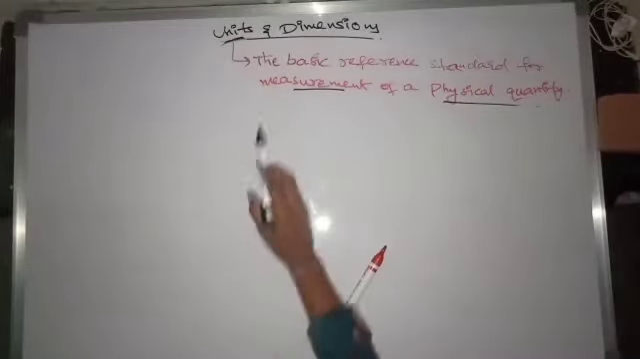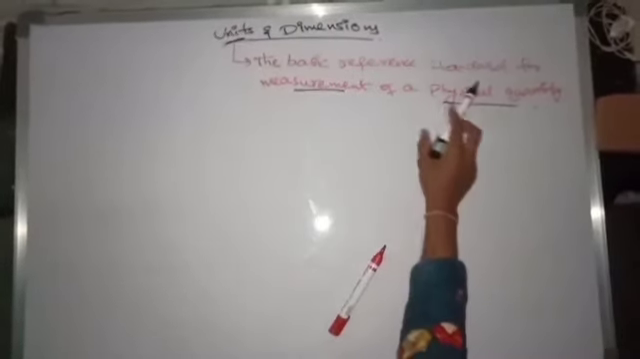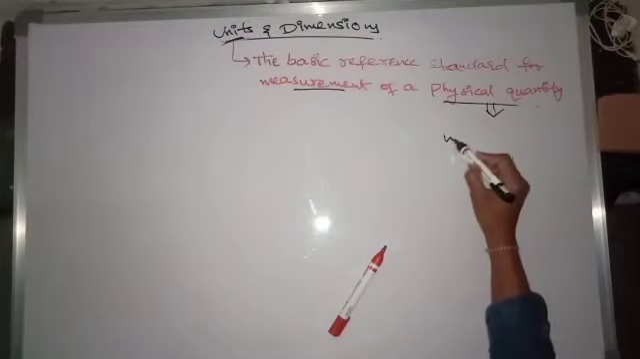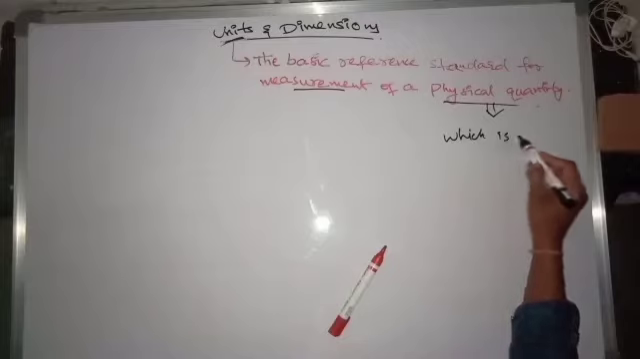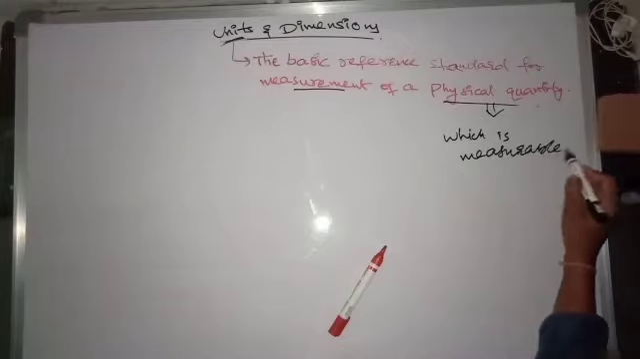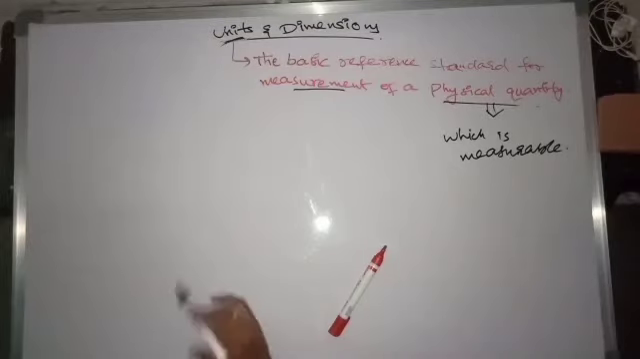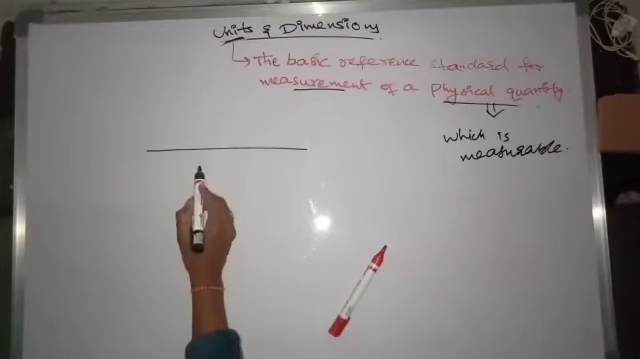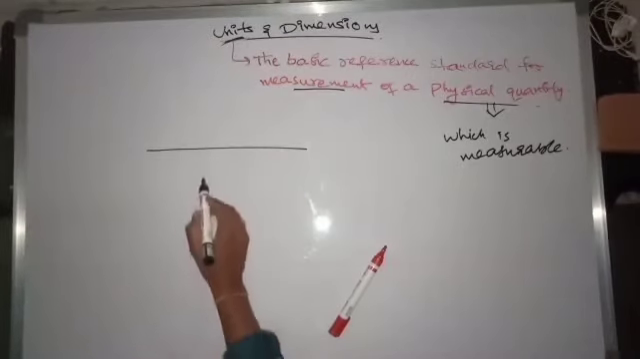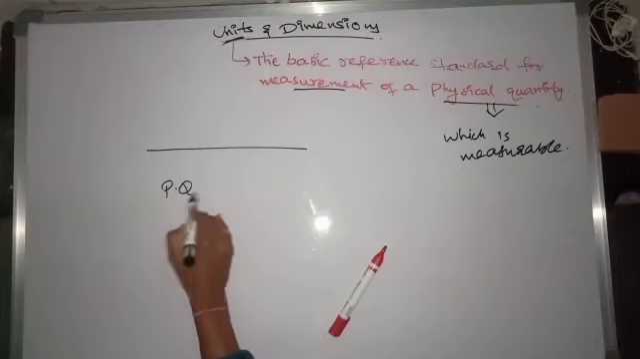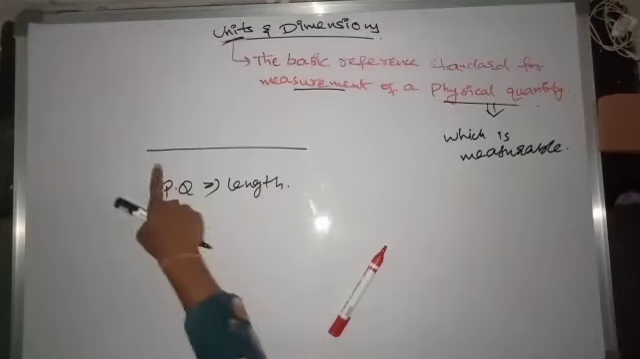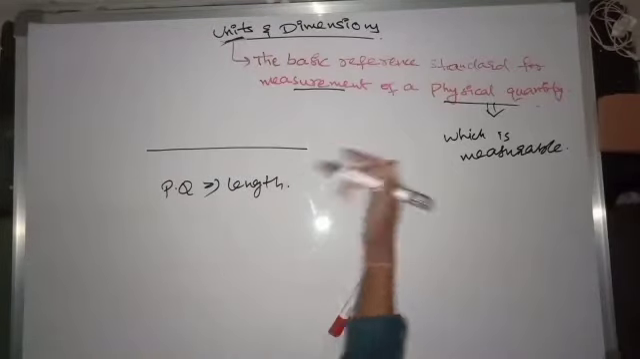What are units? Units are nothing but the basic reference standard for measurement of a physical quantity. What is a physical quantity? Which is measurable. Physical quantities will be measurable. For example, I have taken a line and I want to know the length of this line. Here the physical quantity is length.